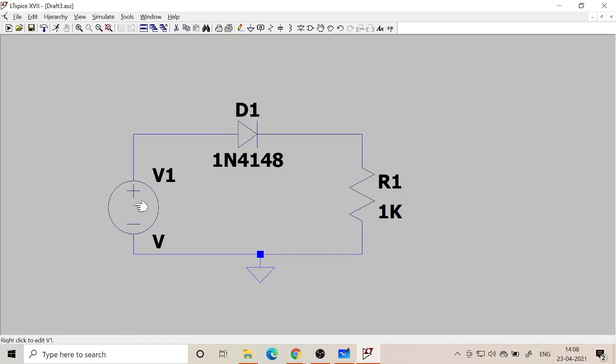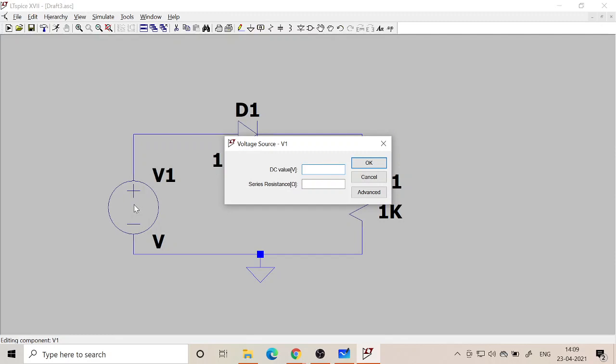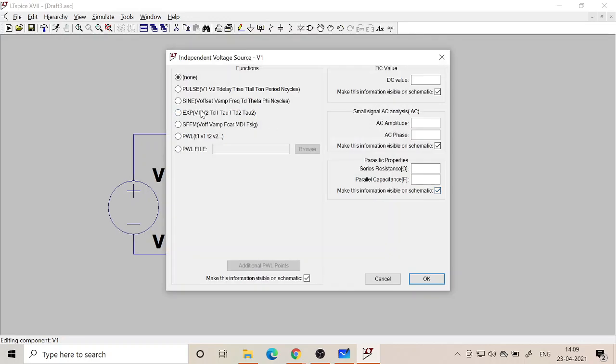Similarly, we need to specify what is the input wave. We need a waveform, not a DC voltage. So you right click after getting the hand symbol. If it is a DC voltage, you directly give here whatever DC voltage you want to give. But if you want to give, say, a sine wave, you go to the advanced option. We need a sine wave because we are doing a rectifier.